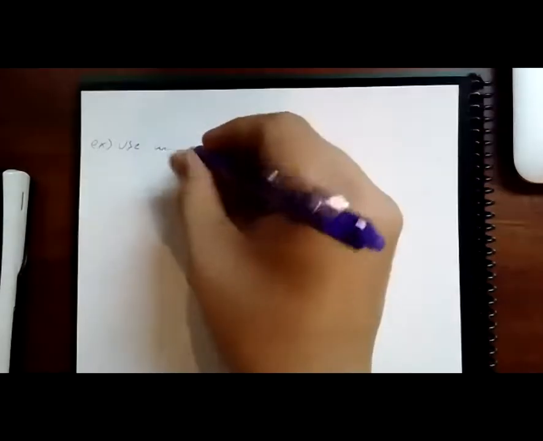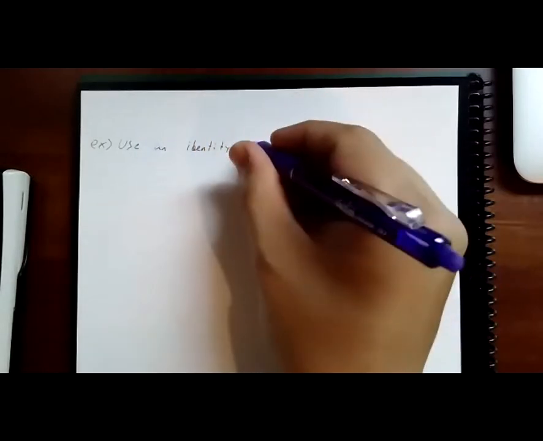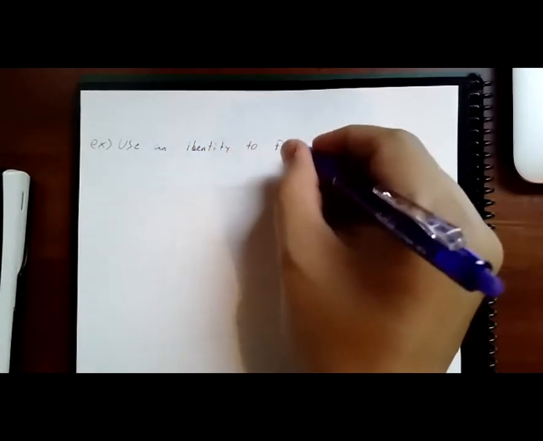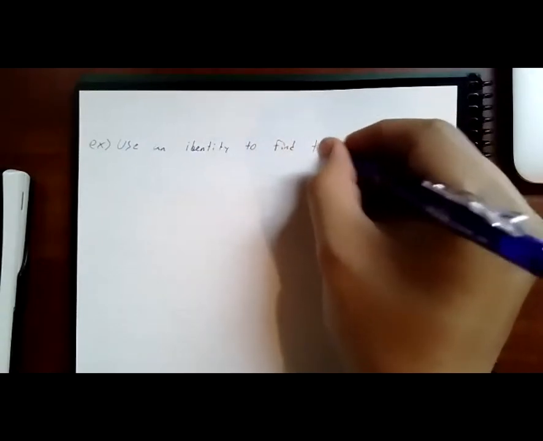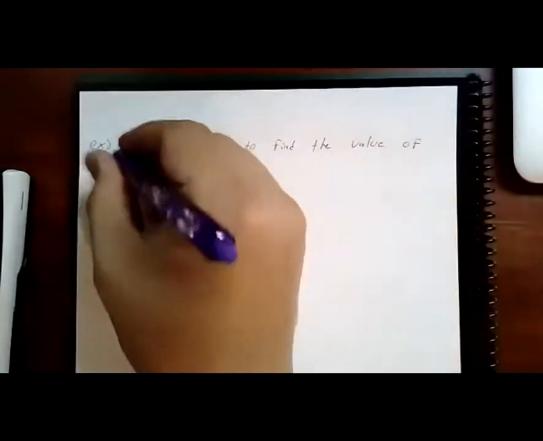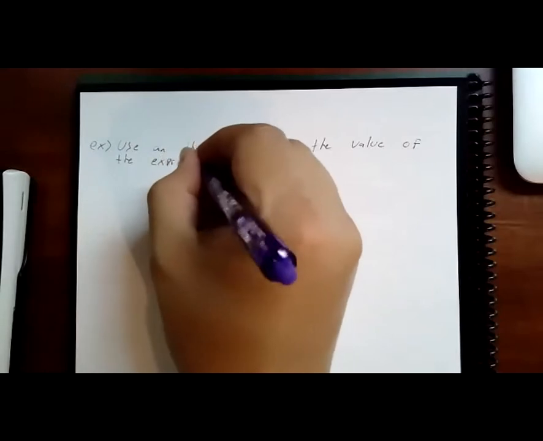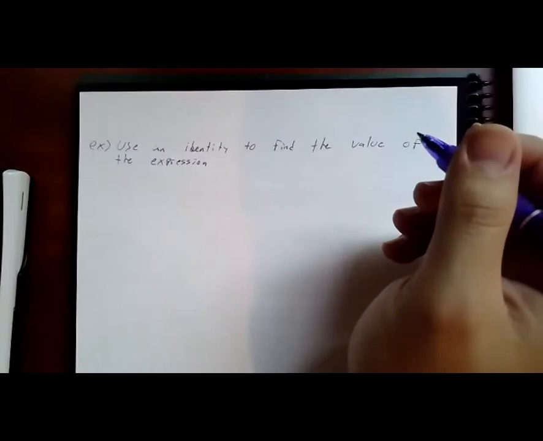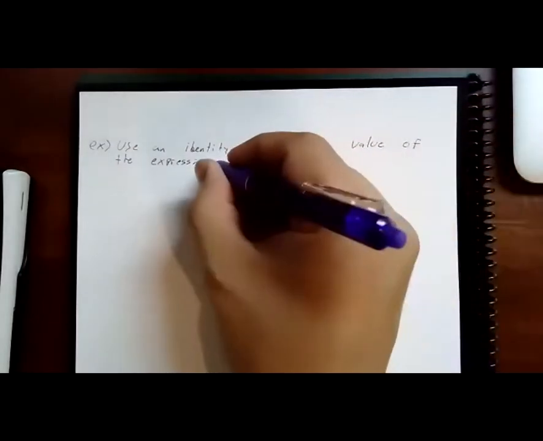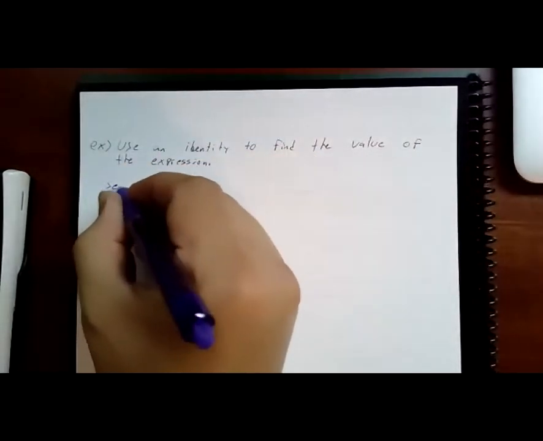Use an identity to find the value of the expression. So these expressions will look complicated, but in reality, they're just going to be something like 1 or 0, because of the way they cancel out. But on a test, you'd have to show that, right? I don't want you to just plug it into a calculator. That's not the point.